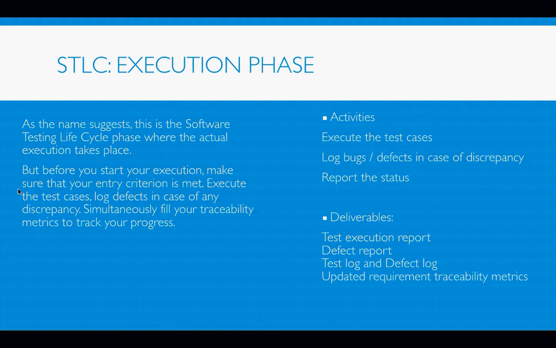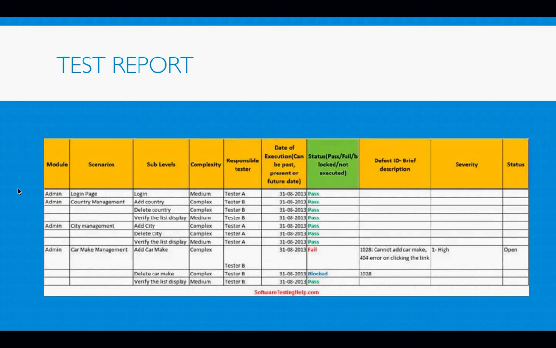So in terms of deliverables, you would have your test execution report, the defect report, which is your report on your bug, and update your requirements traceability matrix. And manually also, you would have a test report like this. You don't need to put all these columns, you can choose which ones you want to put, but you will report on the status.